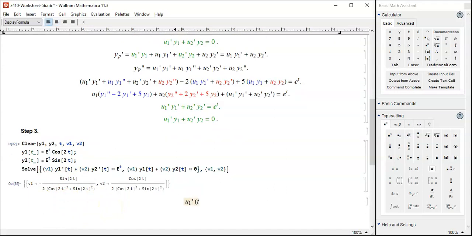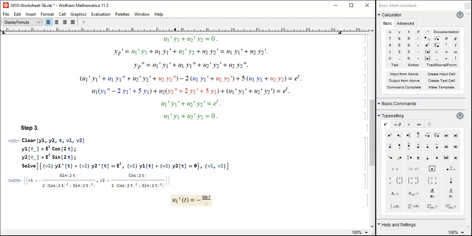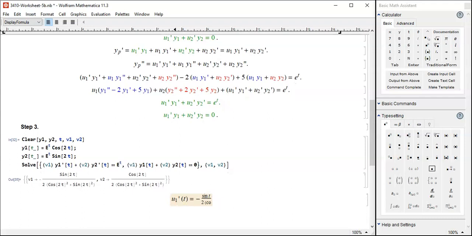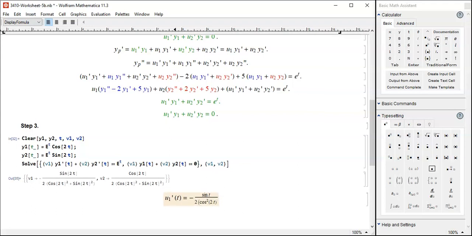Which means u1 prime, the derivative, is negative sine of t over 2 cosine of 2t squared plus sine of 2t.